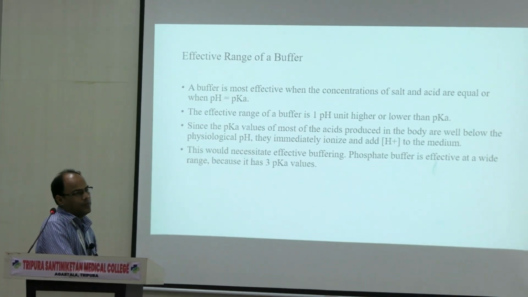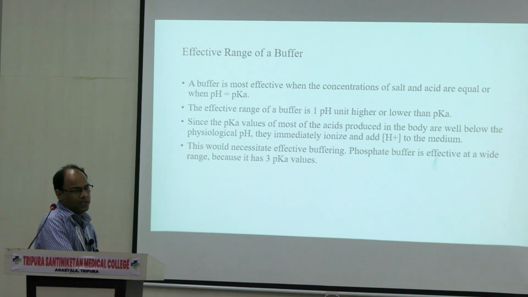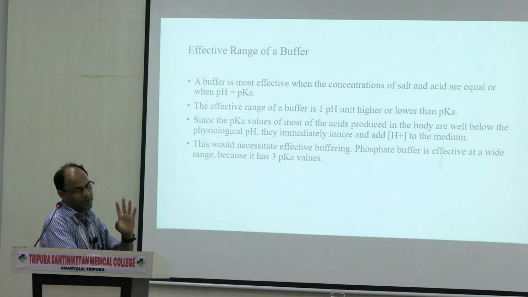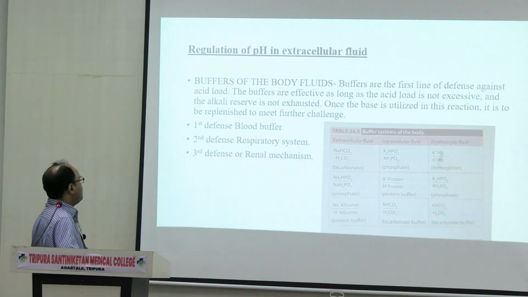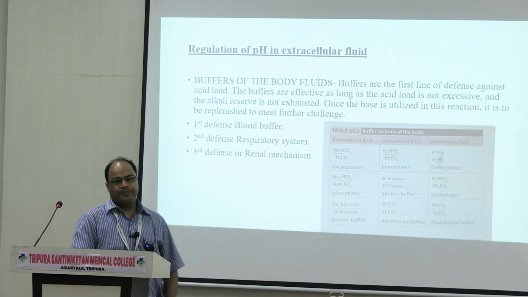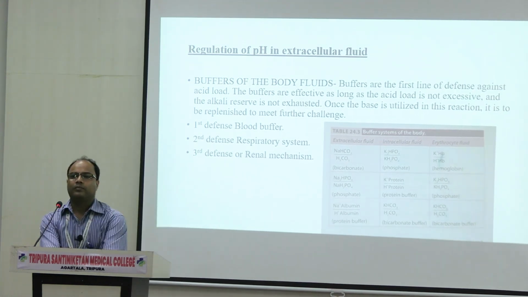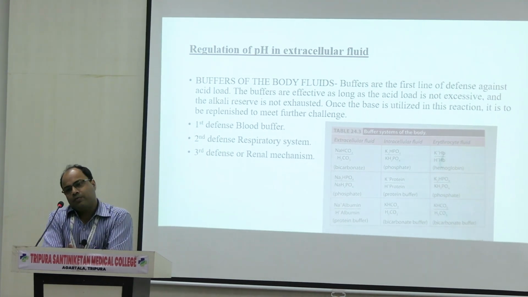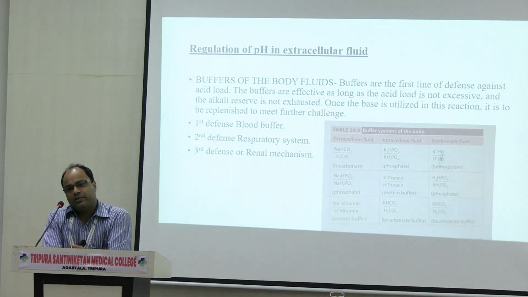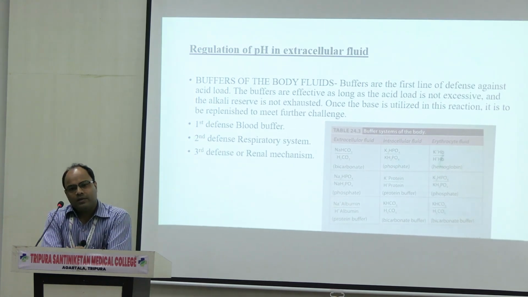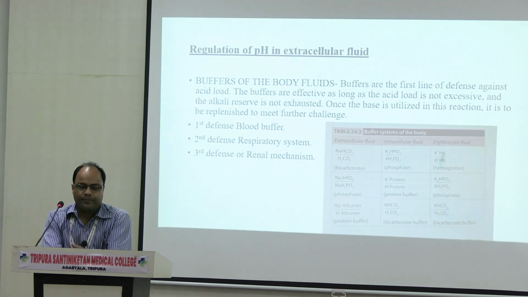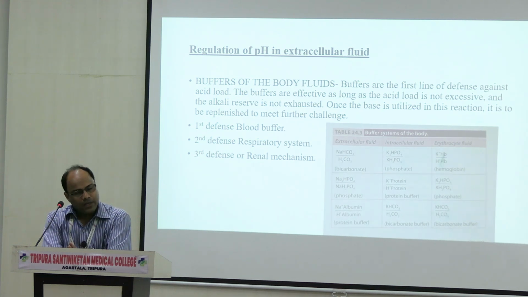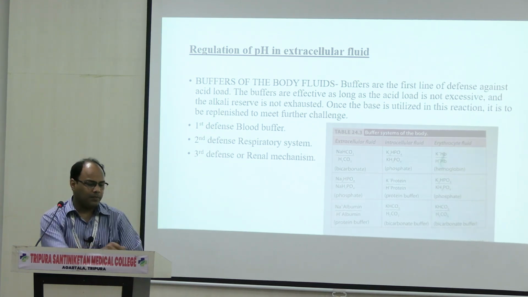And in our body, the best buffering capacity should be around 7.4. The closer to 7.4, the better the buffering capacity. Next, how does our body maintain pH? In our body, the normal pH range is 7.35 to 7.45. Less than 7.35 means acidity, more than 7.45 means alkalinity: acidosis or alkalosis. Less than 7.35 means acidosis, and more than 7.45 means alkalosis.